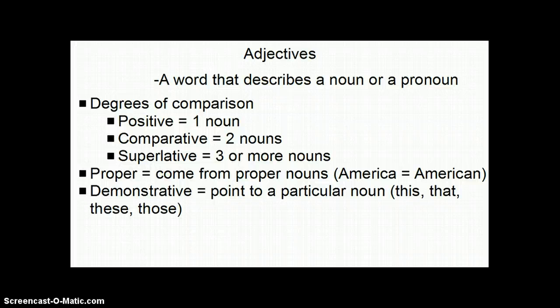And then demonstrative adjectives point to particular nouns, like this pencil, that ball, these desks, those cleats. Those are all adjectives there because they're talking about particular nouns. And they're usually accompanied by hand signals.